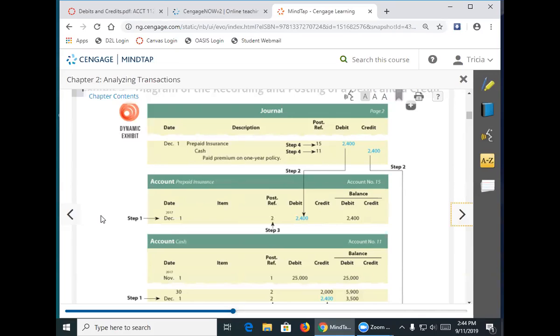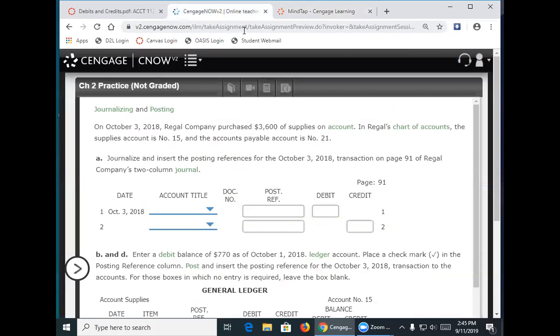So we also see cash was credited $2,400. Before that entry, it had a debit balance of $5,900, and we subtract that credit because the credit decreases cash, and we get a new running debit balance of $3,500. So that's what those ledger accounts do, and we'll be practicing this a lot, but that's just what the journal and the ledger are for. The journal is a list of all of your transactions, and the ledger is keeping track of each account, all the increases and decreases in the balance for each account. So they're both very important.